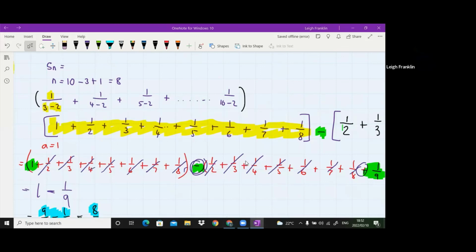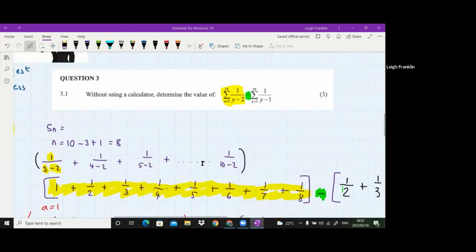Peterson, what would we have done if there was an SN and TN? So what you could have done, let's say if it was possible to write this as a rule, is you could have worked out the sum to 8 terms, minus the next sum to 8 terms.